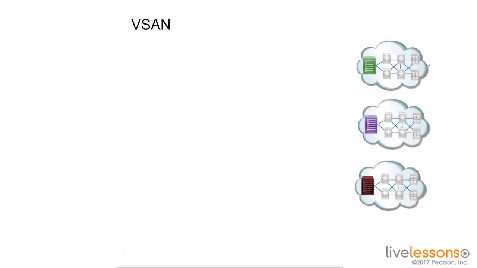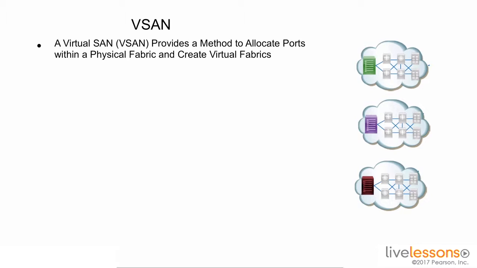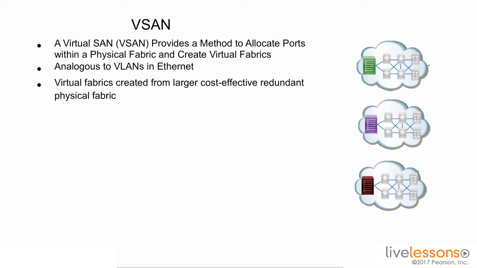Now, if vSAN sounds a lot like VLAN, you're correct. Traditionally, with storage area networks, you started out with one SAN, maybe a production SAN, and then you realized maybe I'd like another SAN for my tape drives, or maybe I want another SAN for my test and dev environment. And basically what happened is we started to get a bunch of SAN islands in our environment. A vSAN is analogous to a VLAN in Ethernet.